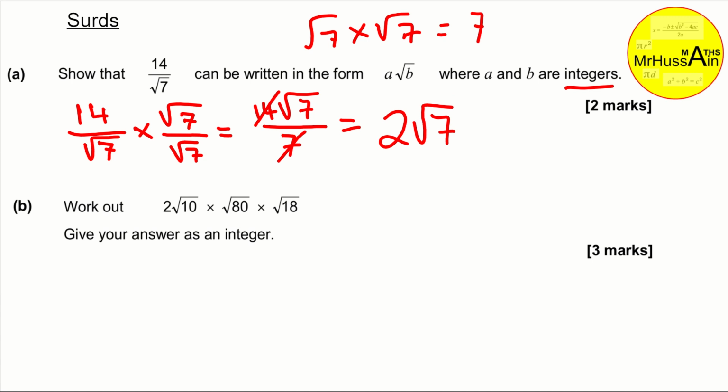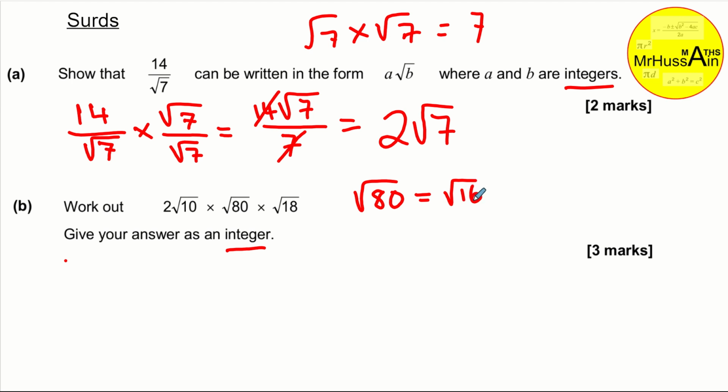Next one, 3 marks. Work out. Give your answer as an integer. Again, you need a whole number. So you're looking at that and you are going, okay, what can I do? What's the biggest number? I've got root 80. How else can I write root 80? Remember, when you are simplifying or breaking down surds, you are looking for 2 numbers which multiply to give you 80, and one of them has to be the largest square number that goes into 80.